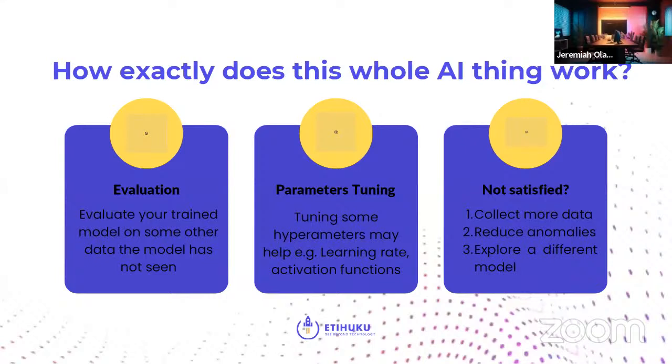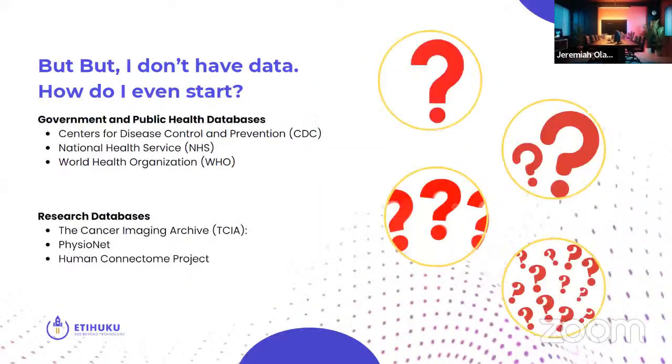Then, so you've trained your model, you've evaluated it. It doesn't seem to be doing so well. What do you want to do? You want to tune some hyperparameters, change some configuration there, like your activation functions, or basically the learning rate, and see if you can get to a better outcome. And if you're still not satisfied, well, you can collect more data, maybe try to do better feature engineering, try to check that your data is really well annotated, or you could altogether just explore a different model.